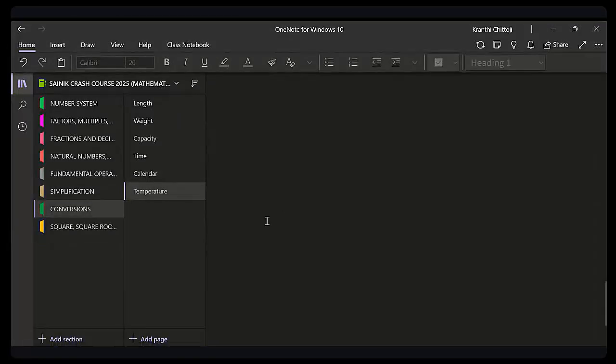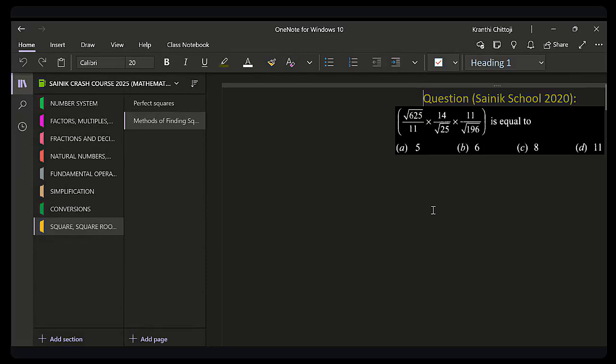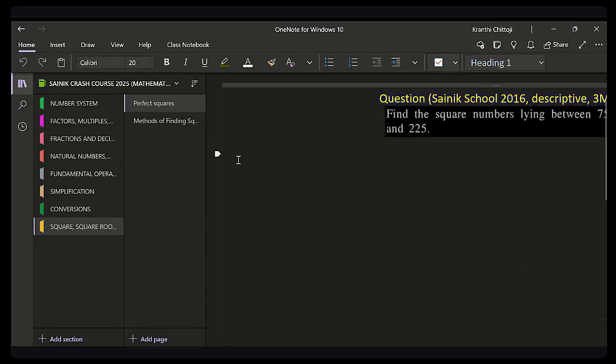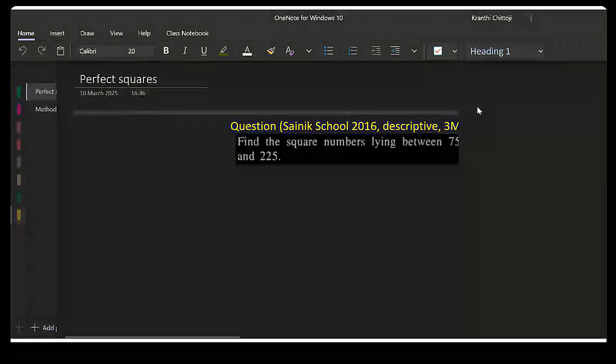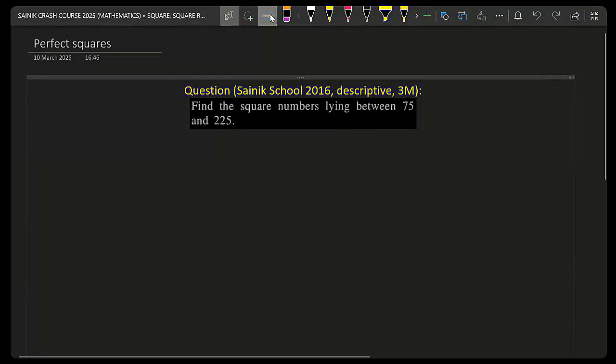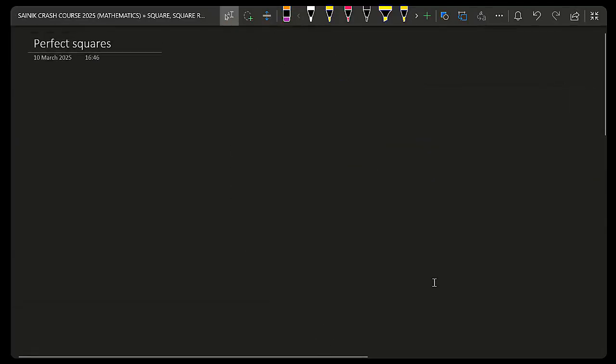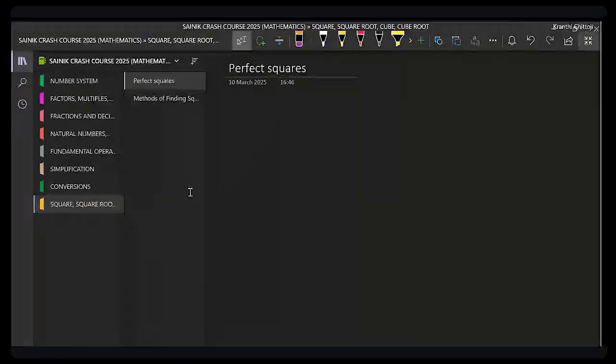So this is about conversions topic, and next we are going to discuss the next chapter, square, square root and cube, cube root. The next topic is square, square root and cube, cube root.